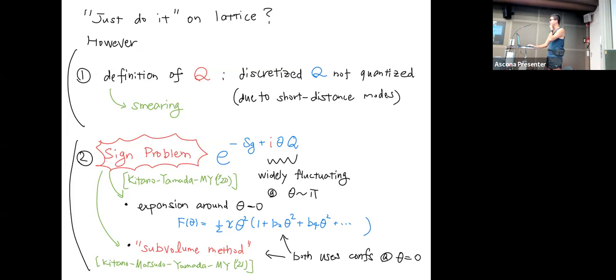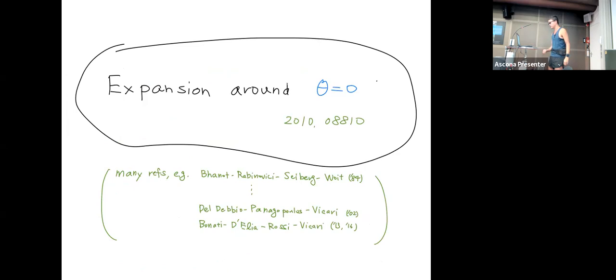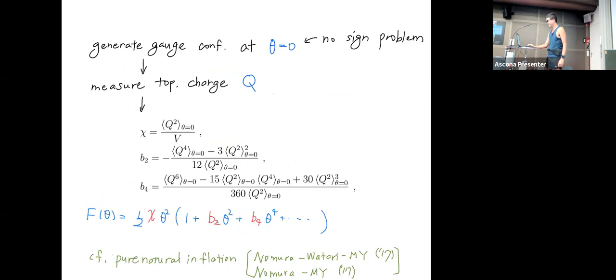Okay, so let's first do the expansion around theta equal to zero. There are certainly many papers on this, especially the paper by Massimo D'Elia and others, I think the group of Pisa. The first thing is to expand around theta equal to zero. This is actually conceptually simple. You generate the gauge configuration at theta equal to zero. Not a problem. You can use the standard program. You don't have to modify the program. Then measure the topological charge and its coefficients, the topological susceptibility, b2, b4, et cetera. There is already a formula. So you just measure Q and then the expectation value of Q squared, Q to the fourth, et cetera, and you can measure these coefficients.